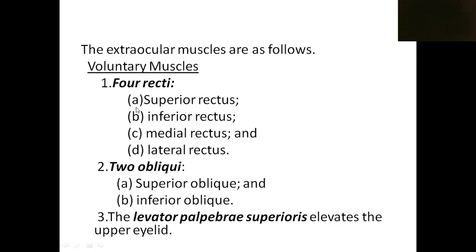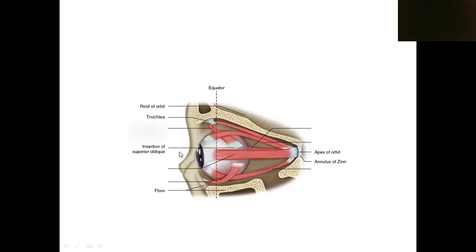Then in addition to these six muscles, we have one more muscle. Actually, it is not an extraocular muscle, even though we discuss it along with the extraocular muscles. It is a muscle of the palpebrae or eyelid. What is the name of that muscle? Levator palpebrae superioris, which elevates the upper eyelid. So these are the muscles seen around the eyeball.